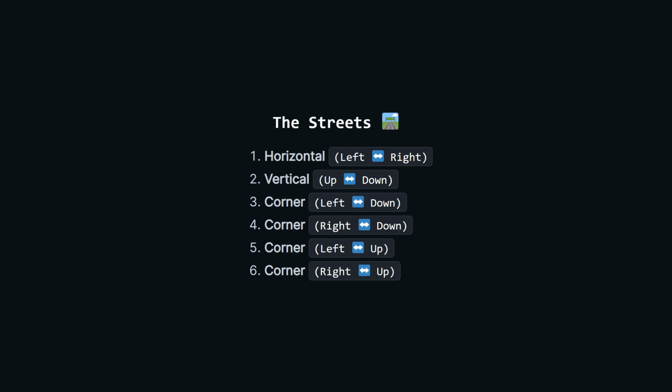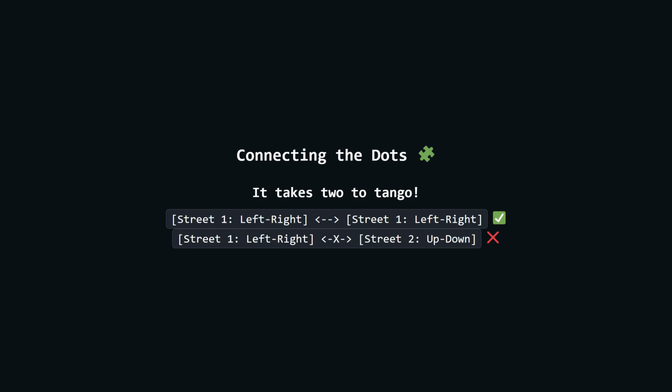Every cell in this grid contains a street. The street is represented by a number from 1 to 6. Each number tells us exactly which directions we can travel through that specific cell. But here is the catch. Just because a street exits to the right doesn't mean you can move to the cell on the right. The cell next to it must have a street that connects back to the left. They have to join perfectly.